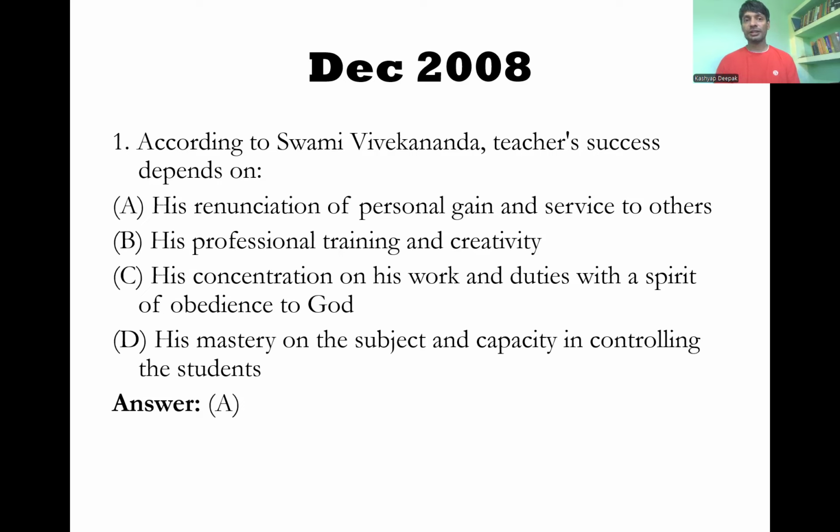Now, December 2008. According to Swami Vivekananda, teacher's success depends on his renunciation of personal gain and service to others, his personal training and creativity, his concentration on his work and duties with the spirit of obedience to God, mastery of the subject, and capacity in controlling the students. So controlling can never be, and obedience to God is not. Personal training and creativity can be, but the appropriate answer is A.